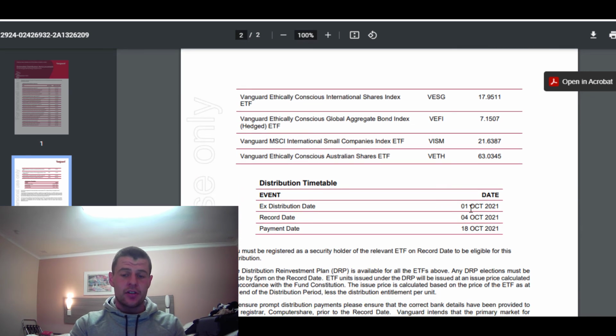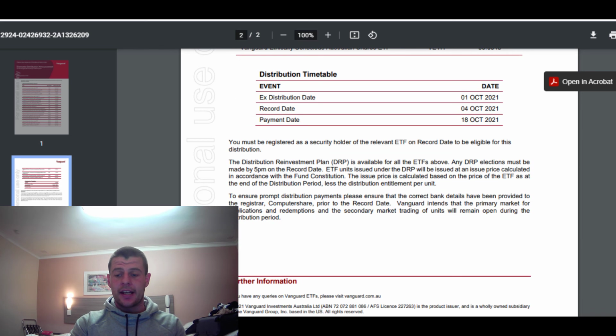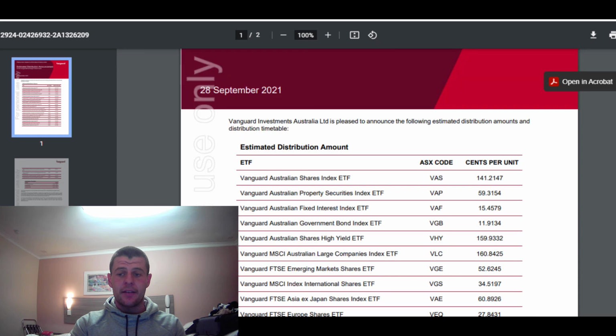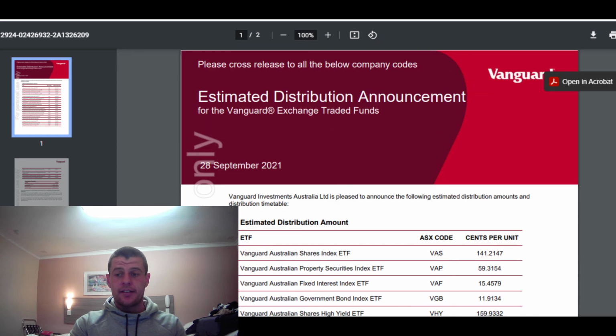So ex-distribution date, you have to hold it on the 1st of October to receive your dividend later on. The holdings are recorded on the 4th of October, and then the payment will happen on the 18th. If you already have your DRP or your dividend reinvestment plan set up, then you will receive those dividends reinvested into new shares, and then on the day of the payment date, you'll log in and you'll see your new shares have been added into your brokerage account or wherever you've listed your holding identification number.